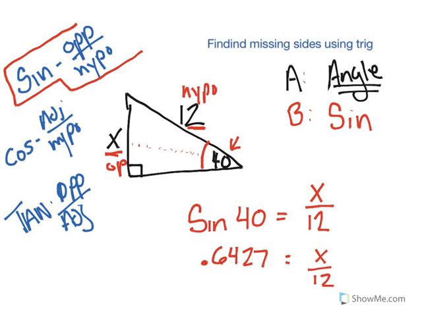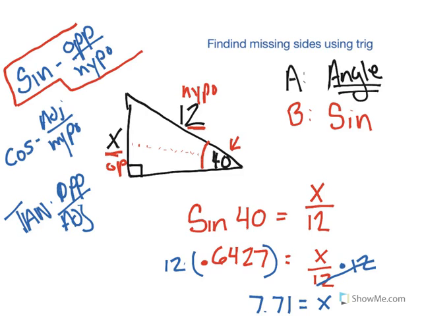Now all I have to do is figure out how to get x isolated, and x is being divided by 12. We solve it like an equation, so I'm going to multiply 12 to both sides, and I'm done. X is by itself, so I'm putting in 12 times 0.6427, and that side is 7.71 units long, inches, feet, whatever we're using.